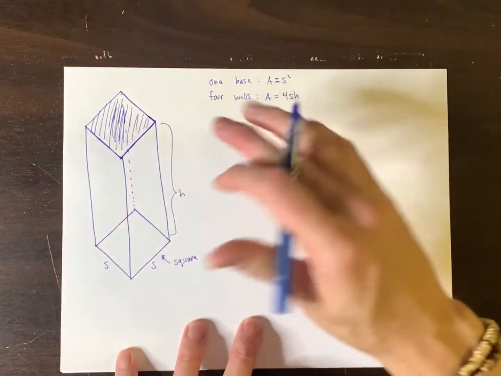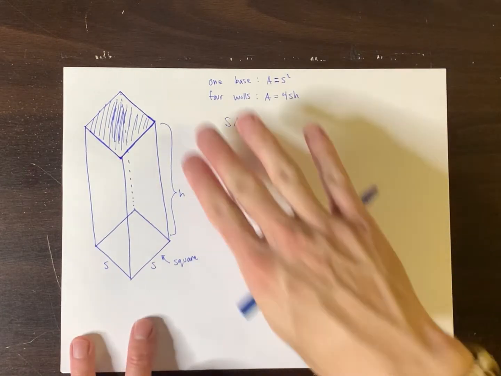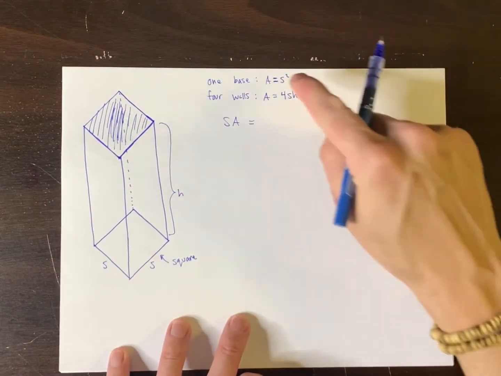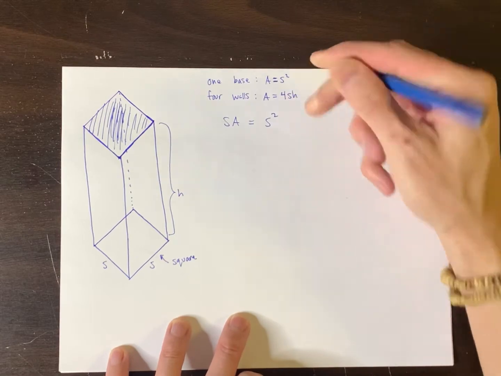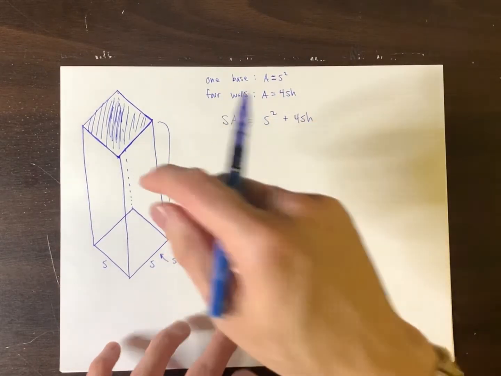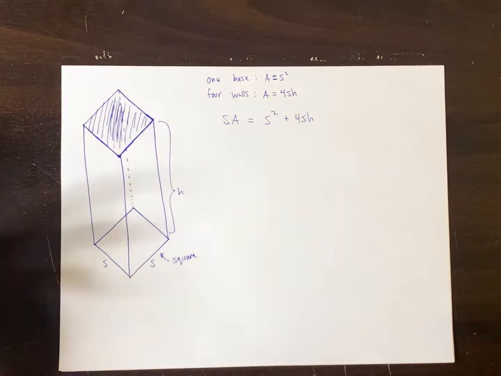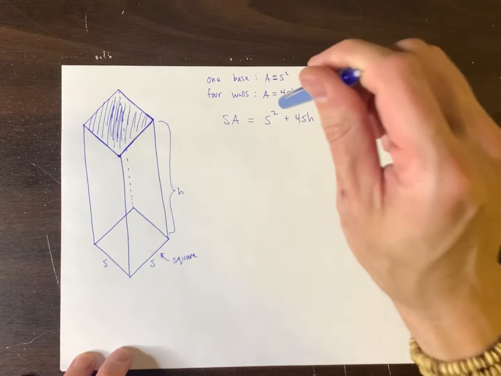But all together, the surface area, I'll just call it surface area. The surface area of this would be the areas added together. s squared is the base plus 4sh, which is the 4 walls. We do not count the top because they said it was an open box. So this is our surface area.